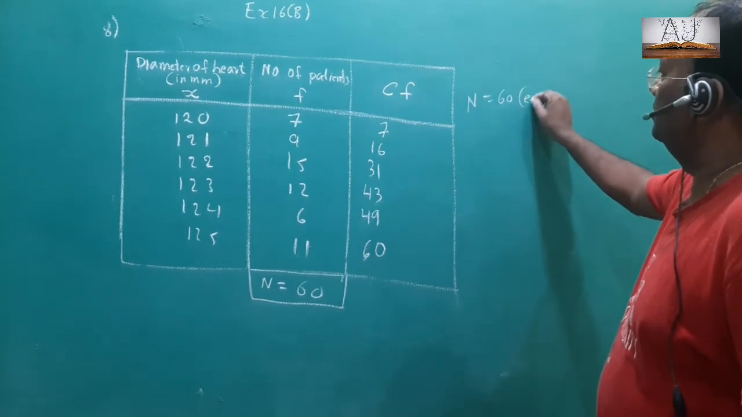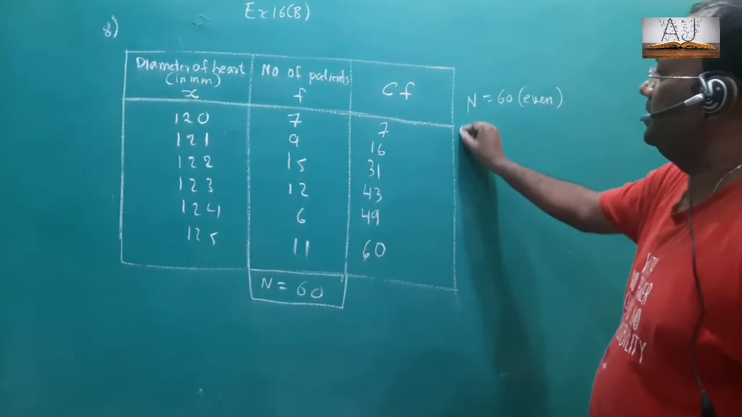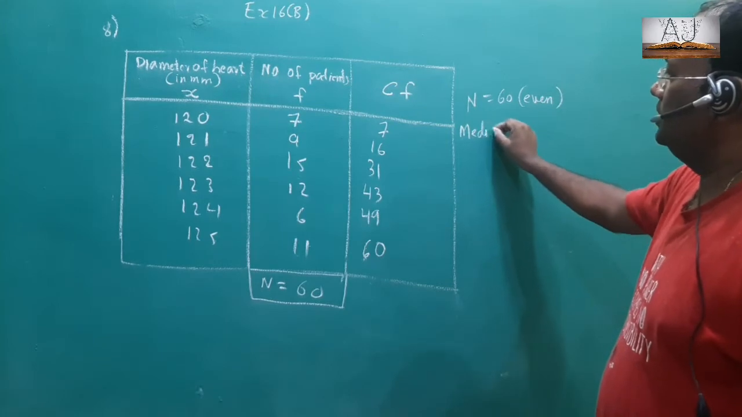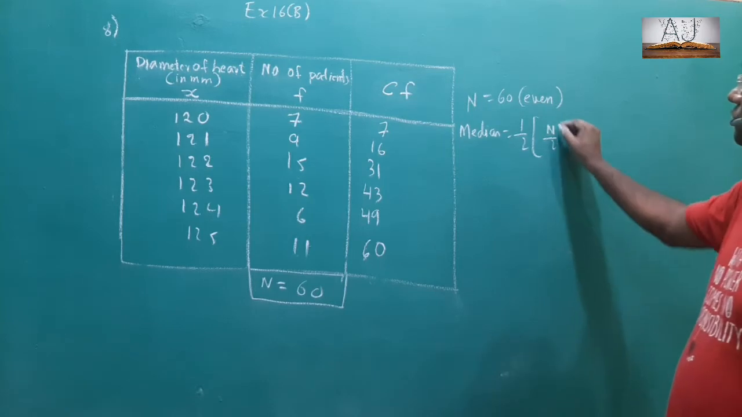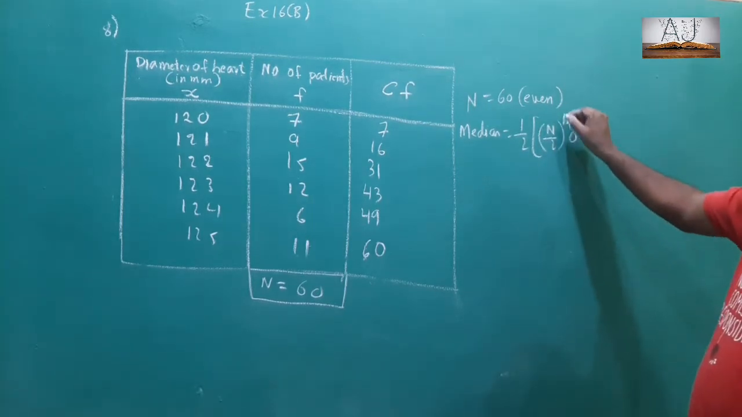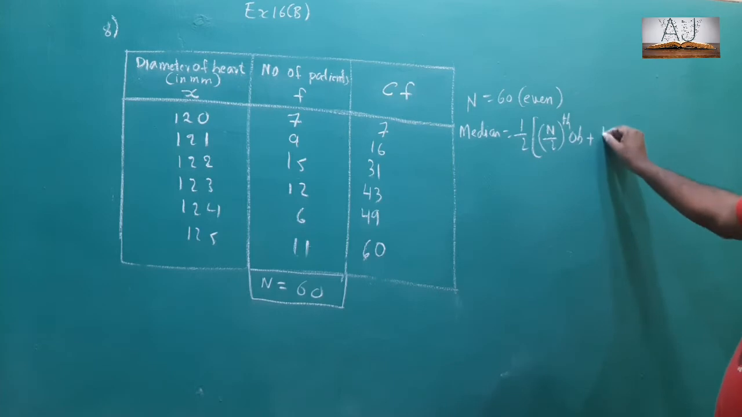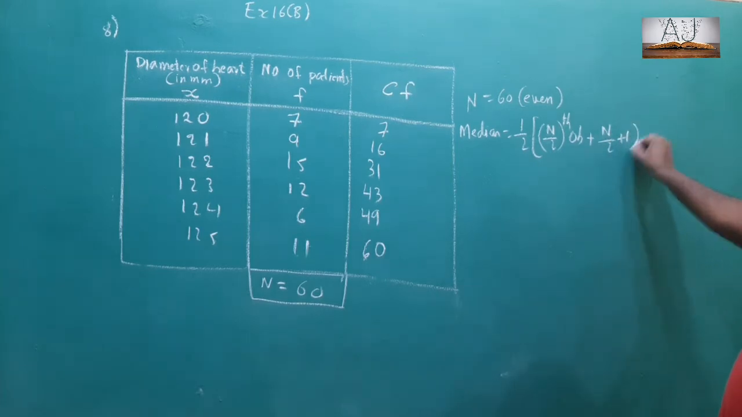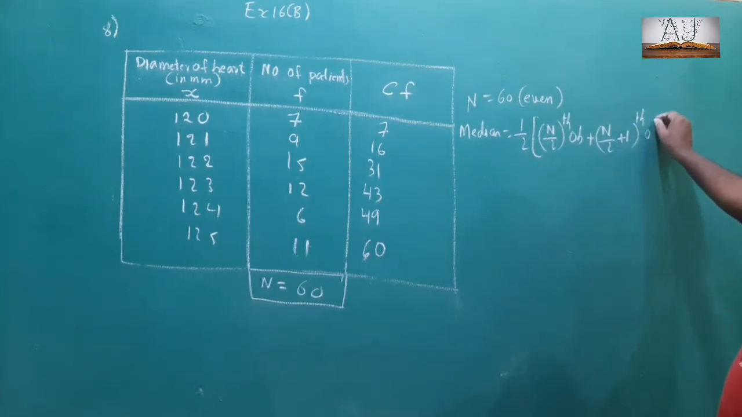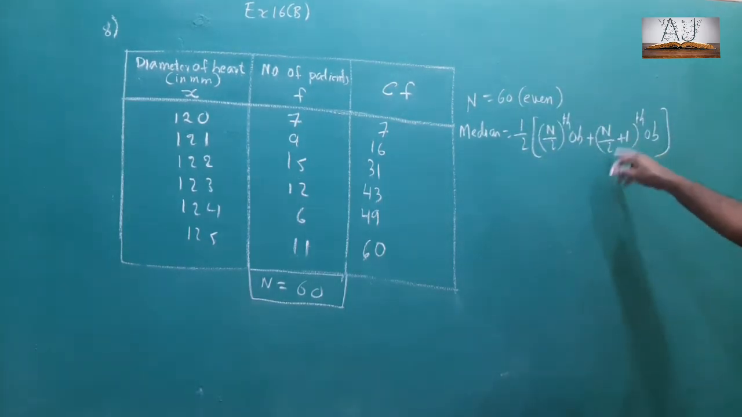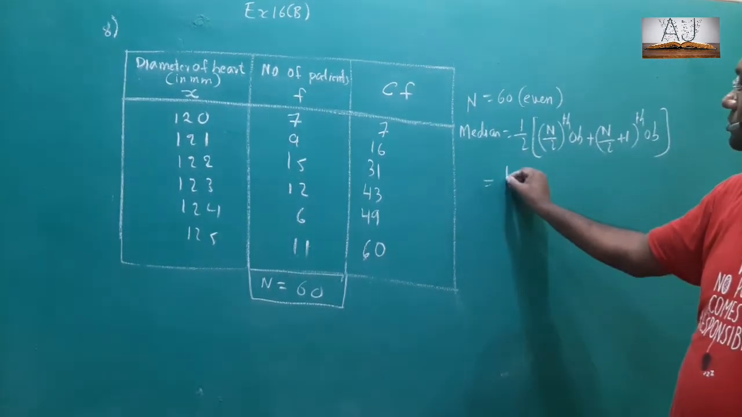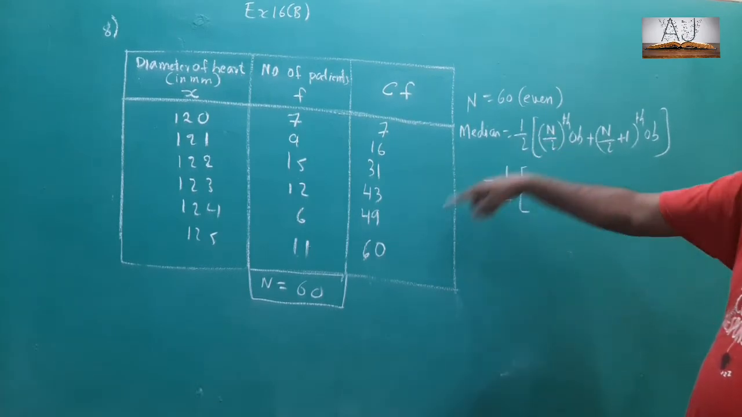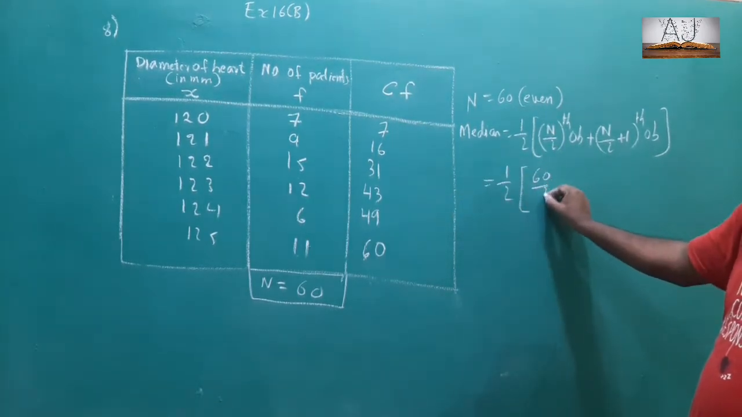60 is even. So there's a different formula for finding the median for even, I told you. So median is equal to the n by 2th observation plus the n by 2 plus 1th observation. So this is our formula here. Whenever we have even, be careful, this is n by 2 plus 1, not n plus 1 whole by 2, as we had in the odd. Now let us find the values. So half of n, n is 60, so 60 by 2th observation.